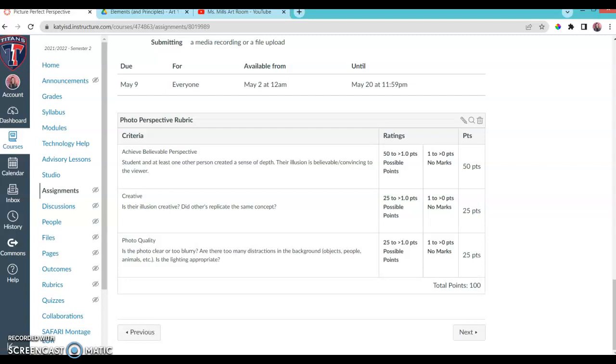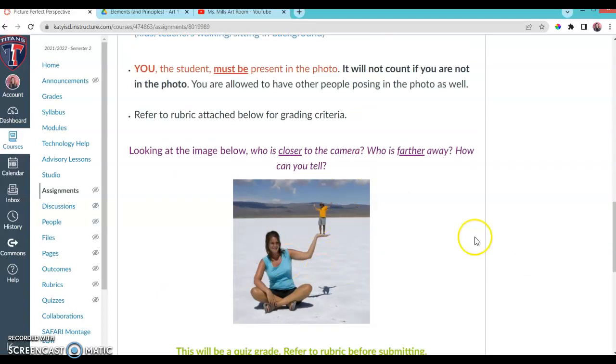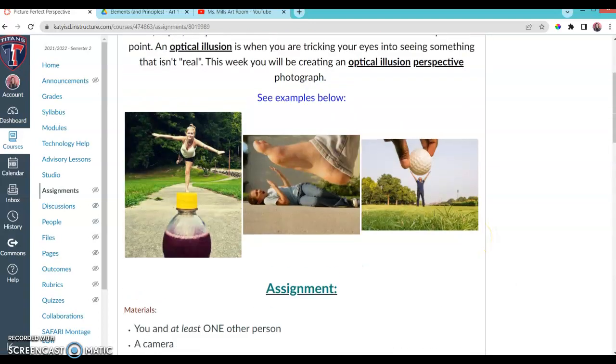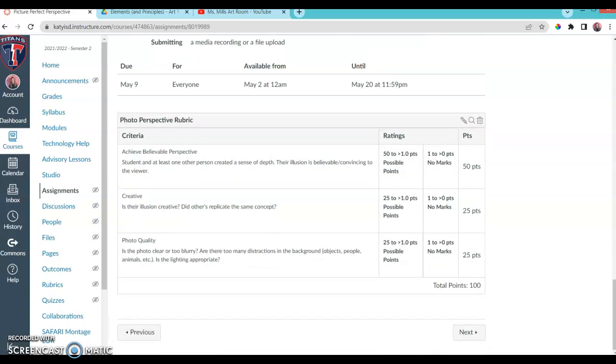So if I'm looking at it and I'm like, oh my gosh, this child really does look like he's standing on top of his parents' car, things like that, that is what I'm looking for. Just the overall believability. Now, this is where it'll get tricky. Is their illusion creative? Did others replicate the same concept? I guarantee I'll have a ton of people doing the holding situation like this or the stepping on thing. I'm not saying you can't do that. I'm not going to make you redo it, obviously, if you do those concepts, but just know that it's not very creative. It's extremely easy. I really want y'all to stretch your creativeness with this.